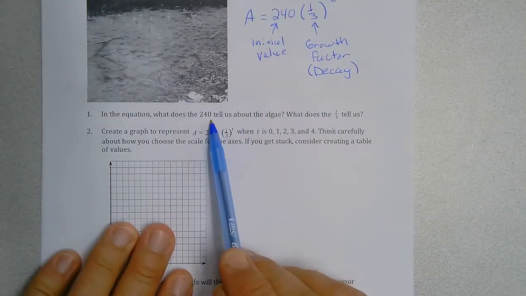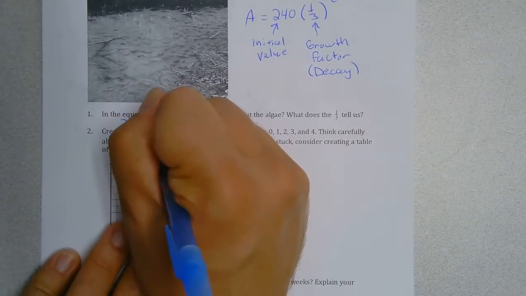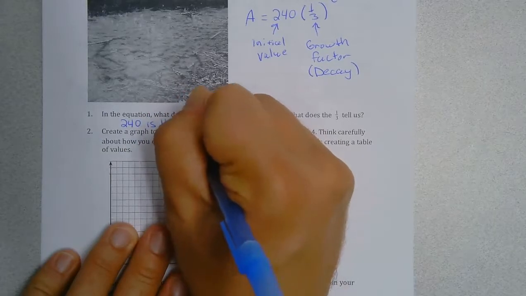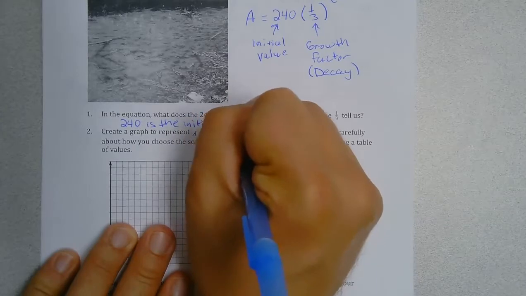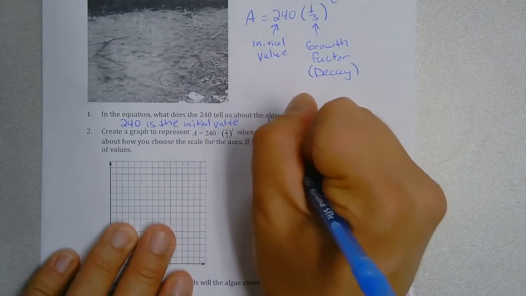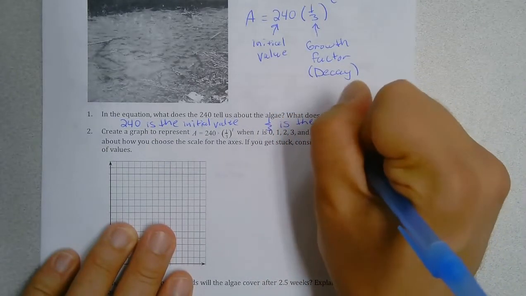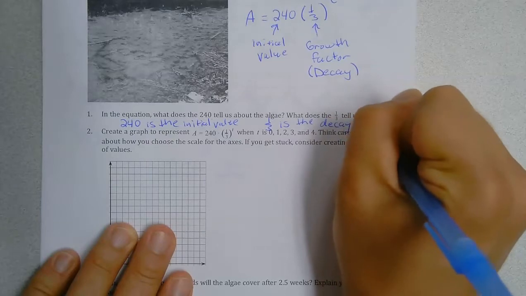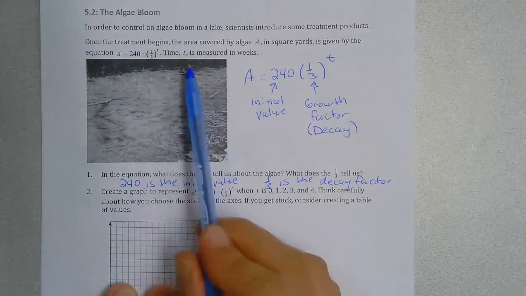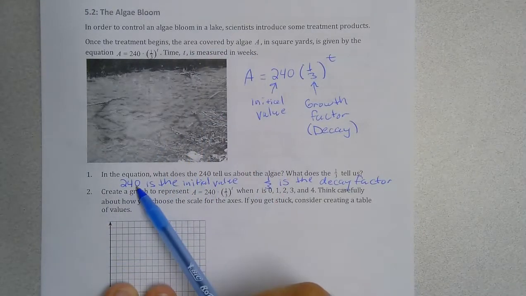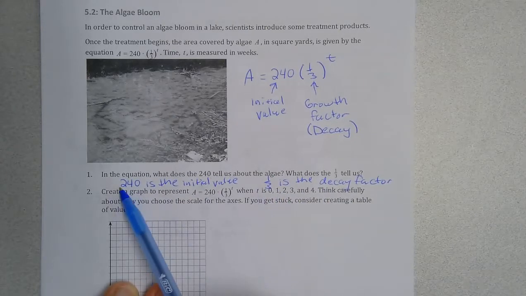So the 240 tells us the initial value. So I'm going to write 240 is the initial value. And the 1/3 is the decay factor. So realistically, we start with 240 square yards, and every week, 1/3 of that dies.